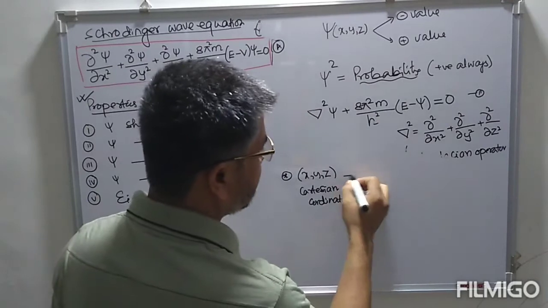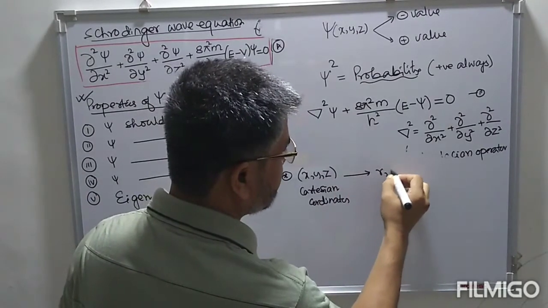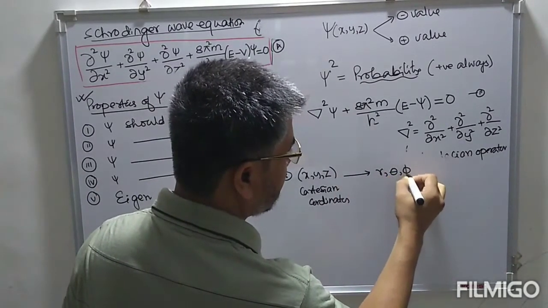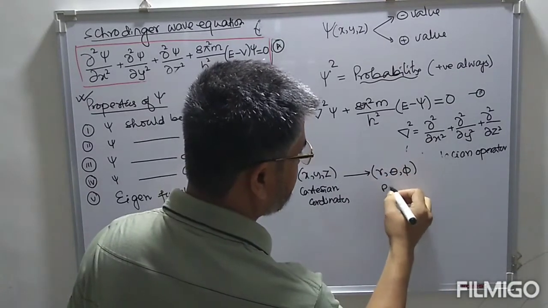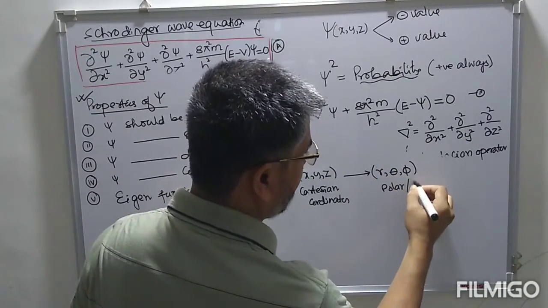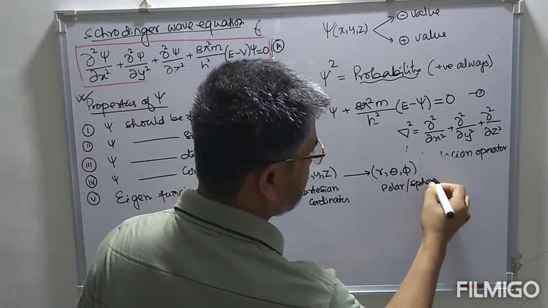These Cartesian coordinates are changed to polar coordinates r, theta, and phi. This is known as polar or spherical coordinates.